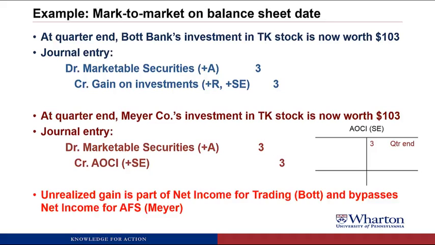So the unrealized gain that we got is part of net income under the trading securities method for Bot, which means it goes into net income and eventually into retained earnings. But it bypasses net income for available for sale, AFS, for Meyer. So it doesn't show up in the income statement, goes into AOCI. The net effect is stockholders' equity goes up under both cases, but the difference is it doesn't show up in the income statement under AFS, where it does under trading.